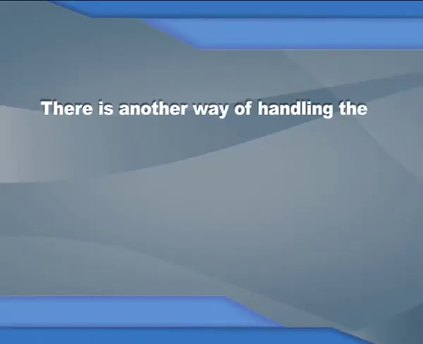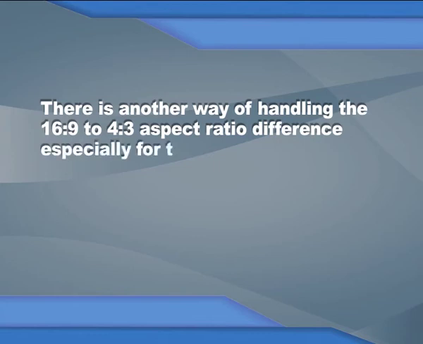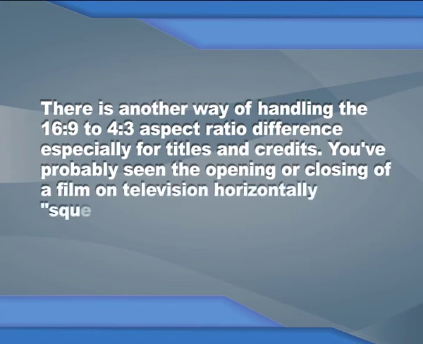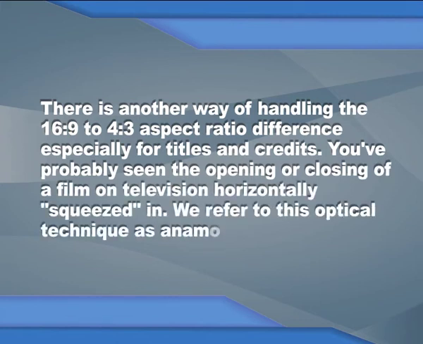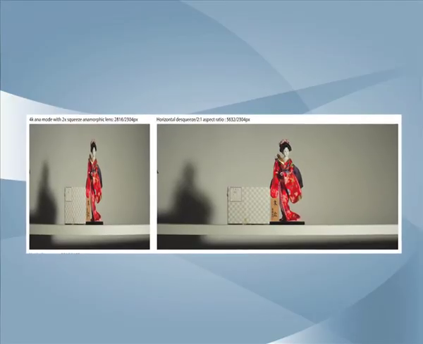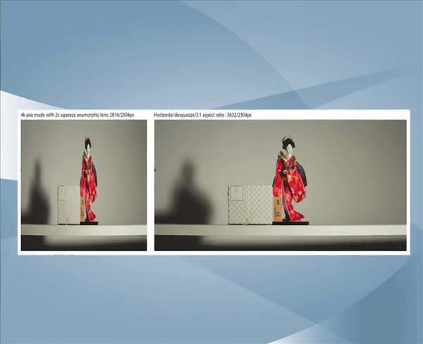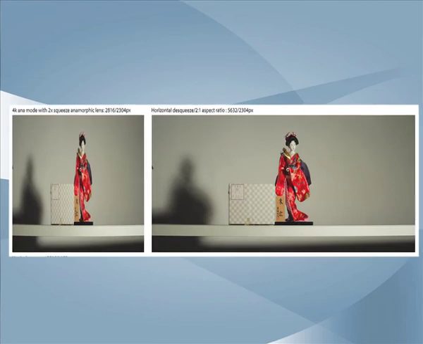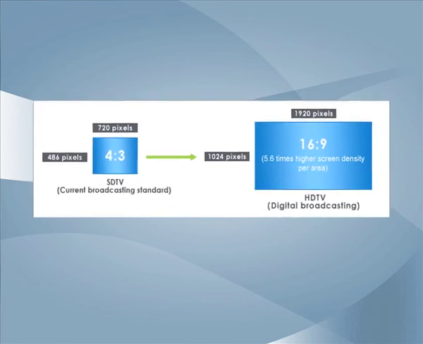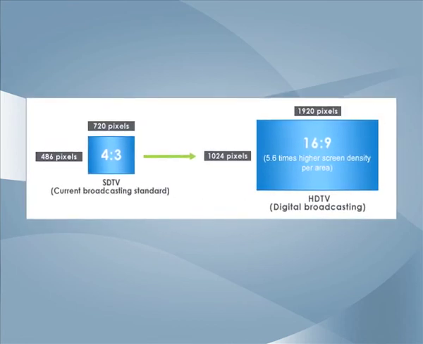There is another way of handling the 16:9 to 4:3 aspect ratio difference, especially for titles and credits. You've probably seen the opening or closing of a film on a television horizontally squeezed in. We refer to this optical technique as anamorphic conversion. The effect is especially noticeable when people are part of the scene, people who, as a result, suddenly become rather thin. Compare the two images above. Note how the bird in the squeezed 4:3 ratio on the right seems to be thinner than the bird on the left. Another way of visualizing the major HDTV to SDTV and SDTV to HDTV conversion approaches is illustrated here.